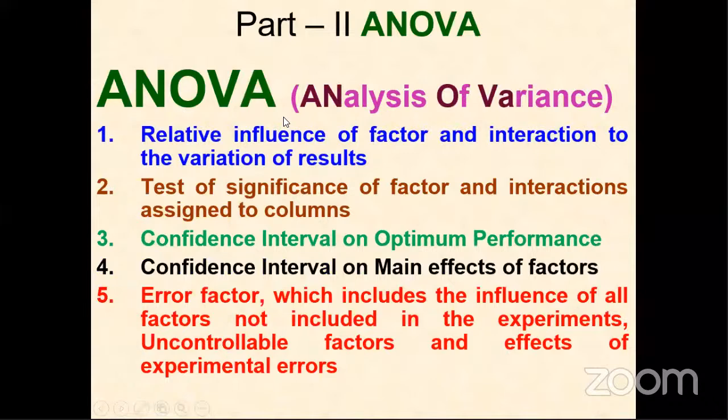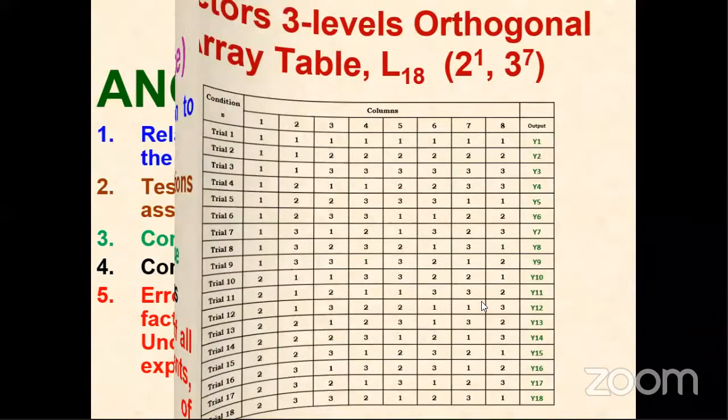Next is ANOVA, analysis of variance. This is what we use for the relative influence of factors and interactions on the variation of the result, and sometimes the error factor. See, there are so many stories. In 1 hour, I can't put all of it into your brain, but still I will try to give some good output to you, the set of students.